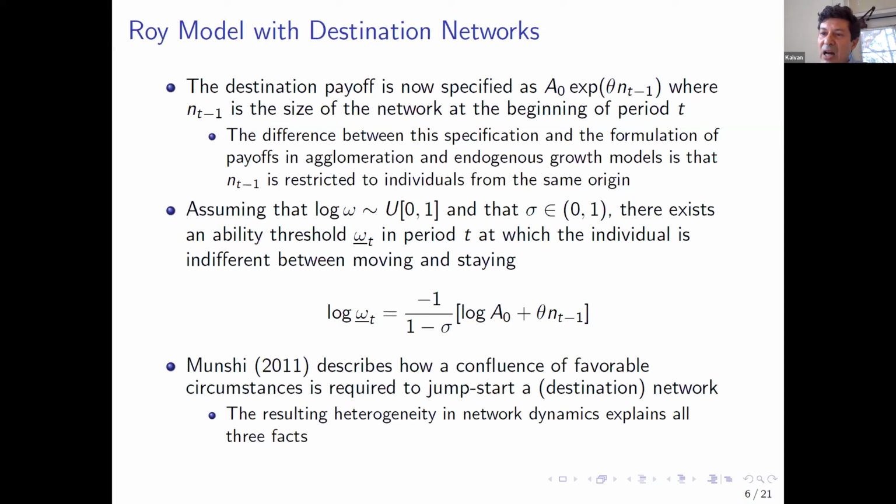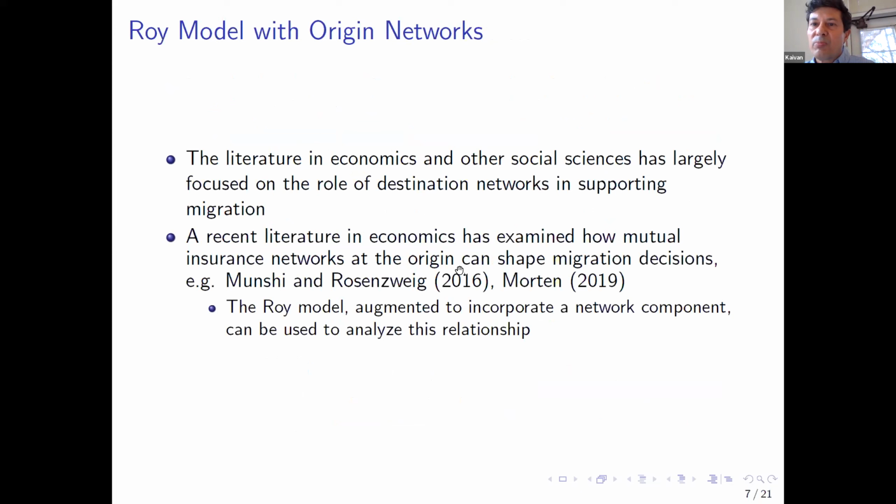And as a result, the type of selection that you would have across these communities at a particular point in time would be very different. And that would explain the heterogeneity in migrant selection that has been observed. And so the point, as I said, is that this very simple extension to the Roy model can literally do what you want to explain the stylized facts.